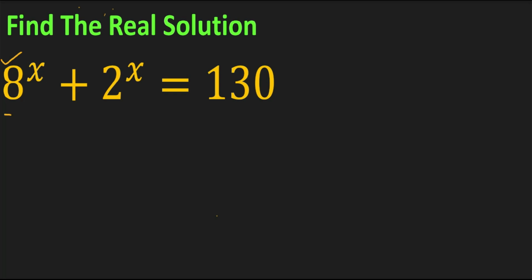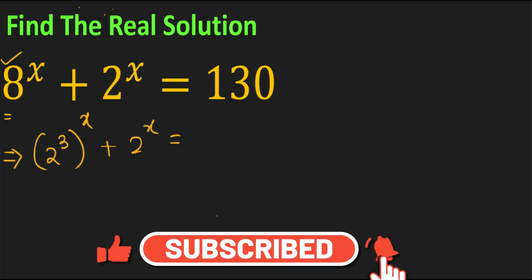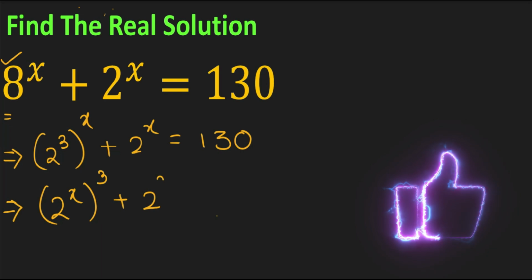From this equation we can write 8 as 2 to the power 3, whole to the power x, plus 2 to the power x is equal to 130. Now we can write this equation as (2 to the power x) whole cube plus 2 to the power x is equal to 130.